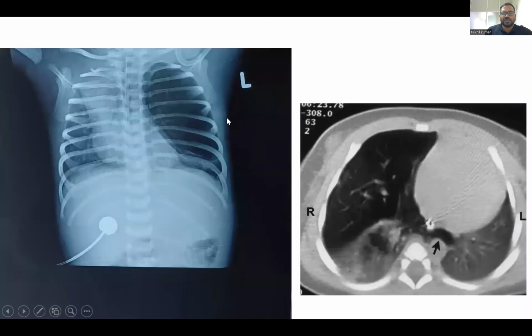This is the X-ray of our CLE baby, that is showing the hyperinflated lung on the left side with the mediastinal shift to the right. But as the bronchovascular marking is prominent, and also there is no collapse, the diagnosis of CLE was made. Later on, due to the confusion, we have taken the CT also. The CT is showing the hyperinflated lung on the left side.